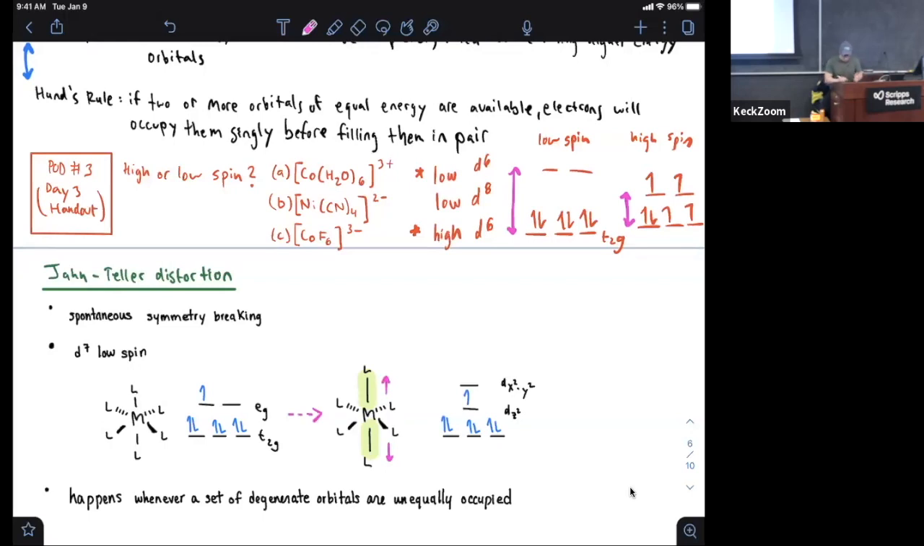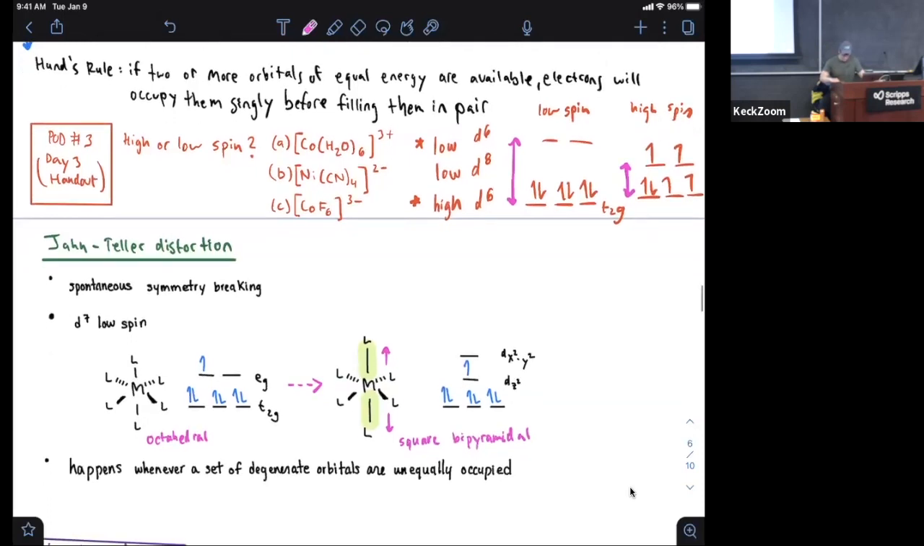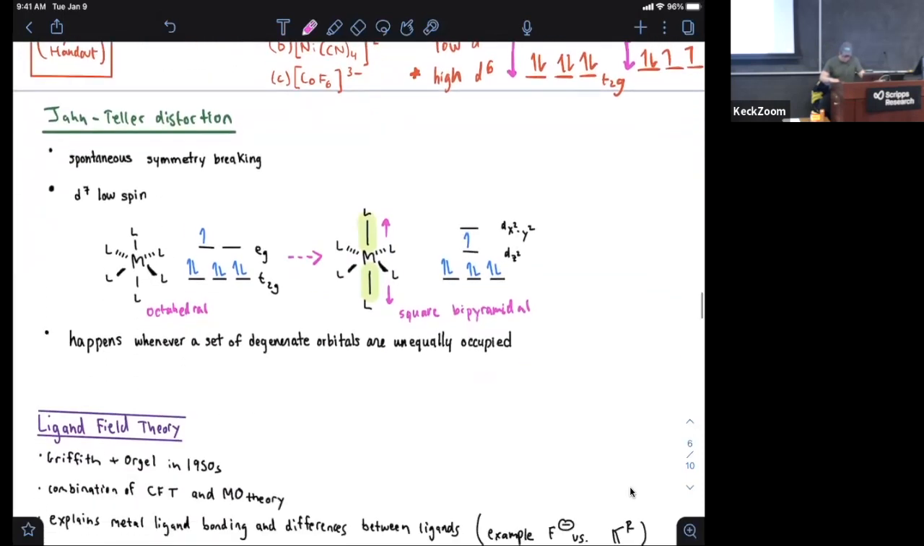So you would go from a true octahedral geometry to a distorted octahedral geometry that we would call square pyramidal, such that the dz squared orbital now lies at slightly lower energy compared to the dx squared minus y squared. Any questions on Jahn-Teller distortion or spectrochemical series, low spin, high spin?